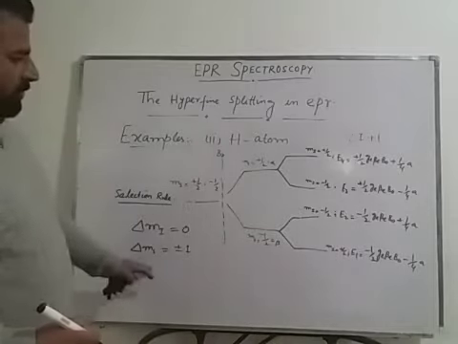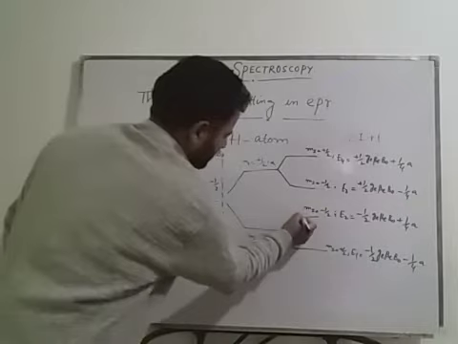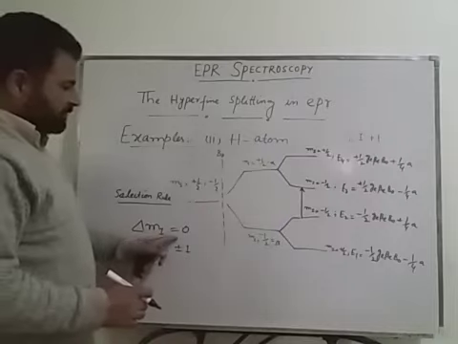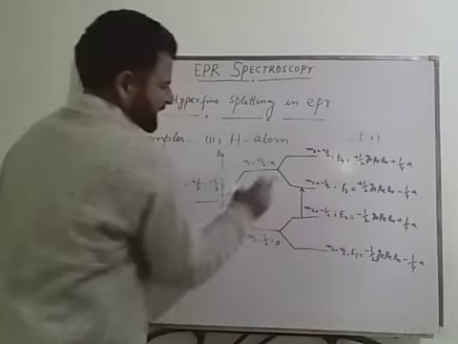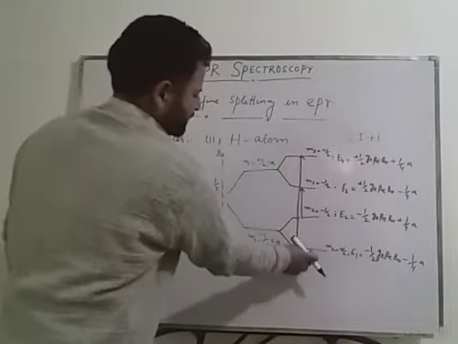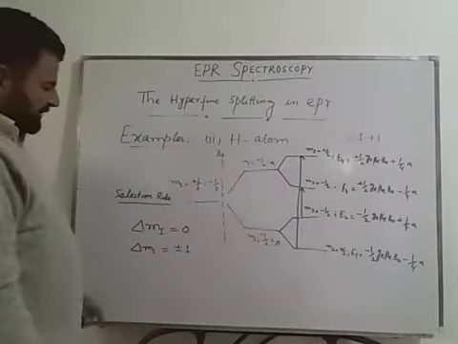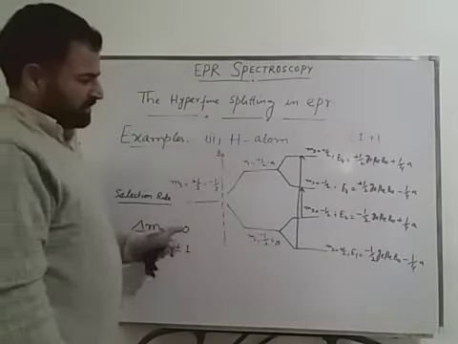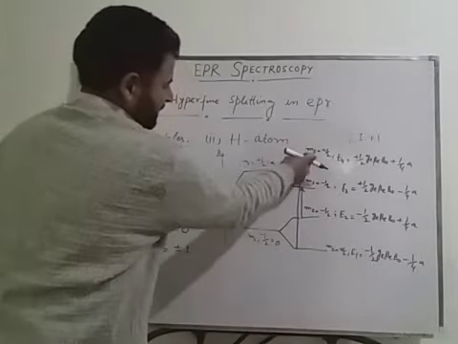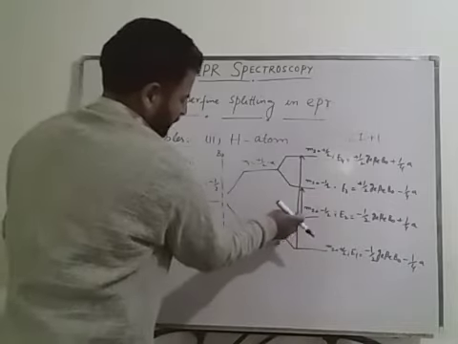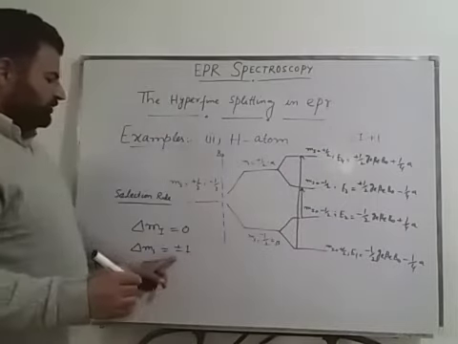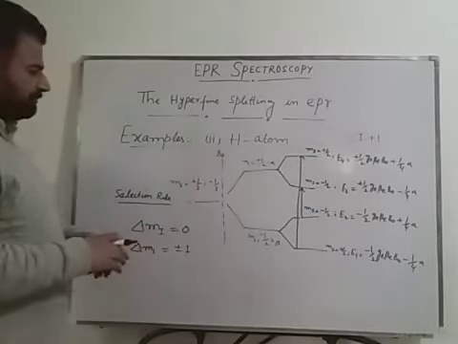Okay, so we can see from here that one transition is possible from Mi minus 1 by 2 to minus 1 by 2, because delta Mi should be 0. One transition will occur between these two levels, and another will occur between Mi plus 1 by 2 and Mi plus 1 by 2, because there also delta Mi will be equal to 0. And delta Ms from minus 1 by 2 to plus 1 by 2 is 1, and also from this minus 1 by 2 to plus 1 by 2 is 1. So delta Ms is equal to plus or minus 1. Okay, so these are the selections.